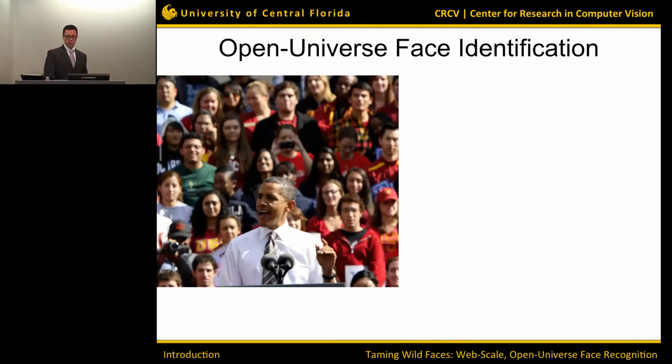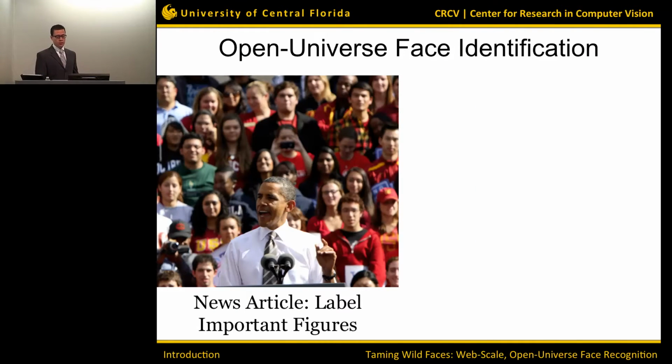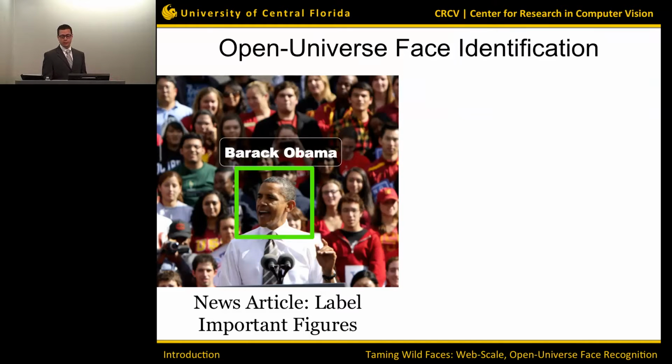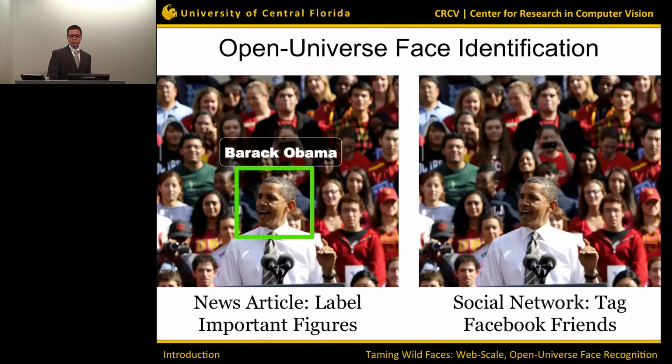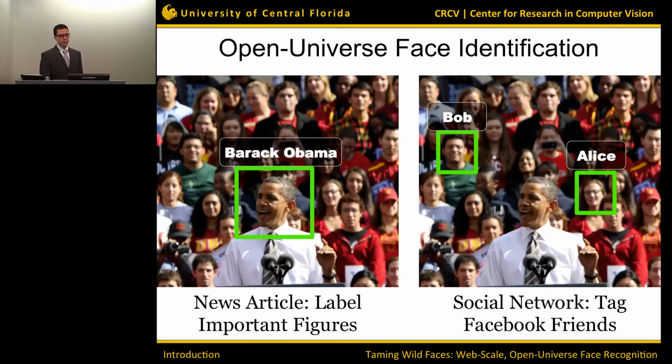If we were to look at this image, and we were a news article agency, we might be more interested in the public figures. So we would actually want to label Barack Obama while ignoring all the faces in the background. However, from a social networking standpoint, we would be interested in our friends. So we might label Bob and Alice here while ignoring all the rest.